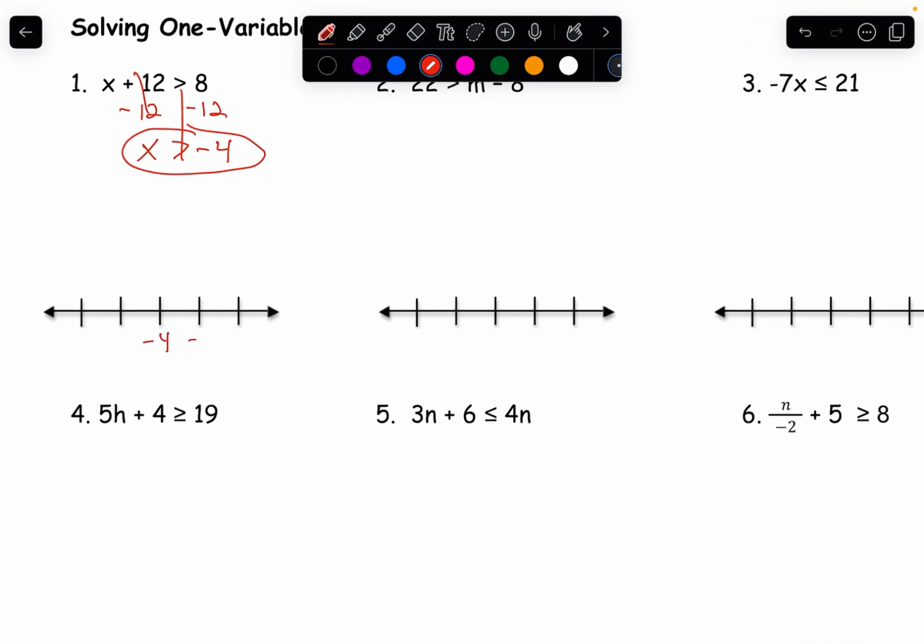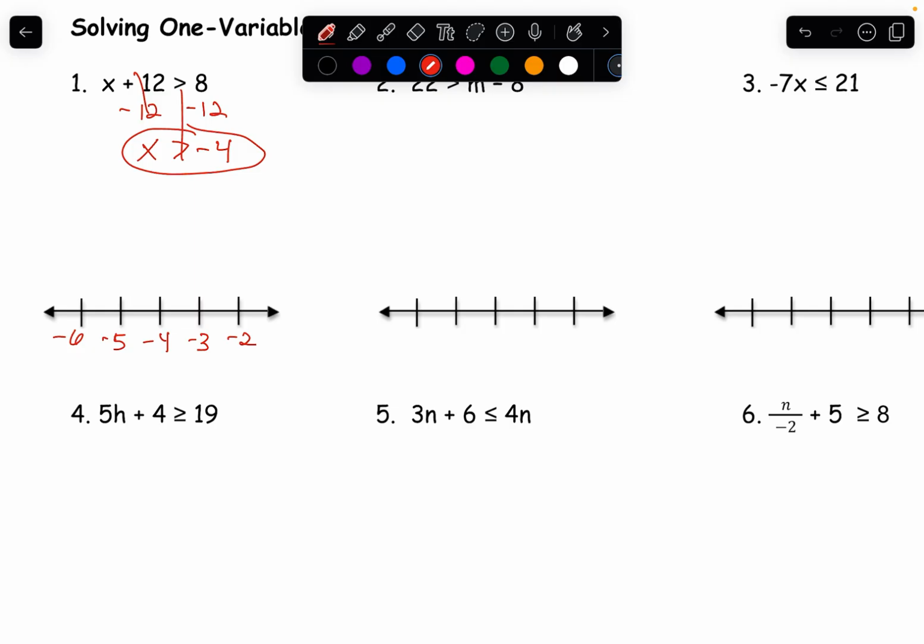And then we're going to put numbers greater than negative 4 going to the right. Now that means we're getting closer to the positive numbers, and less than negative 4 to the left. That means we're getting more negative, so it's getting colder outside in the Minnesota January winter.